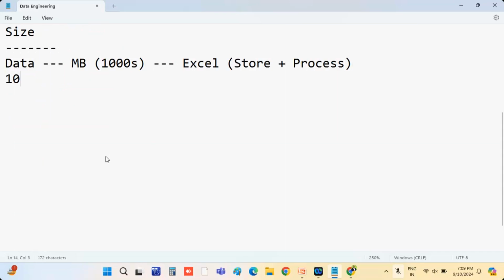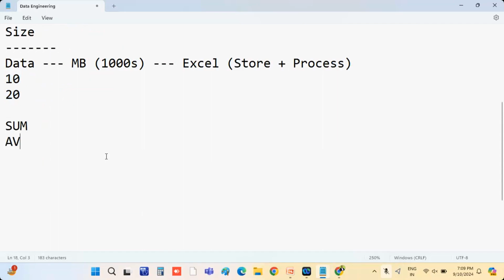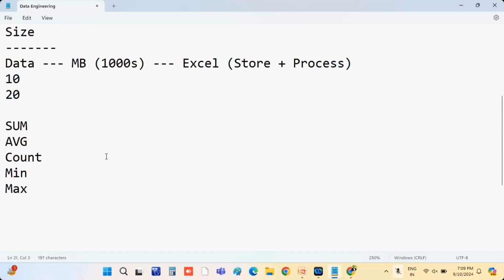If you have 10 and 20, these are two numbers. If you wanted to store these numbers, you have to store them somewhere, either using pen and paper. And processing means I wanted to know what is the sum, what is the average, how many numbers I have, that is counting, or what is the minimum, what is the maximum. This is what is called computing, or processing. So when you have a small amount of data, you will be able to store it in Excel or a notepad, and process the data using Excel.